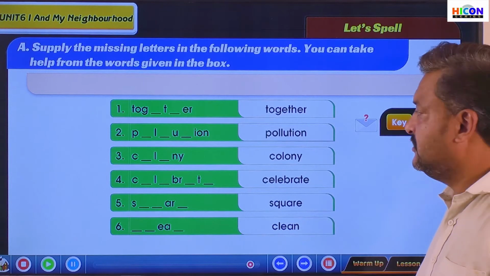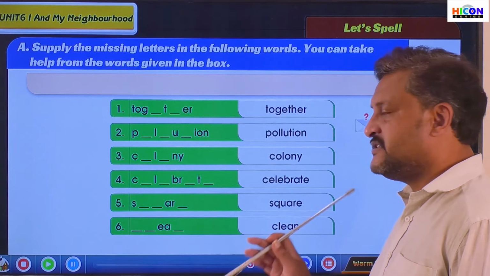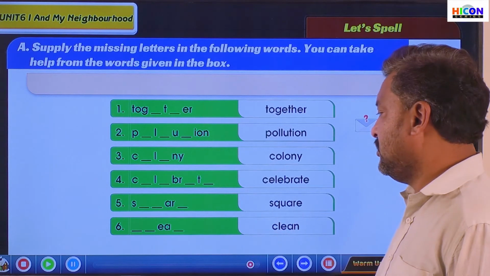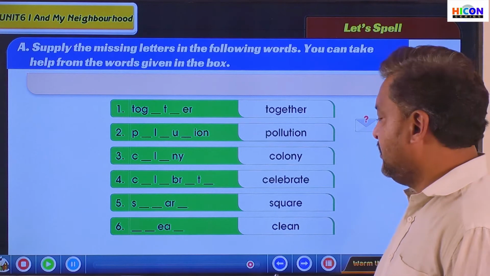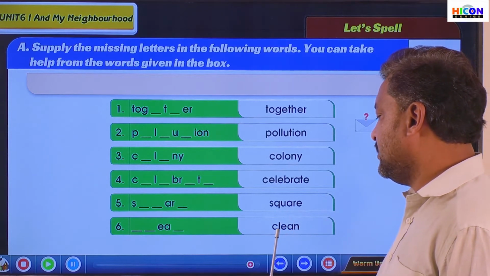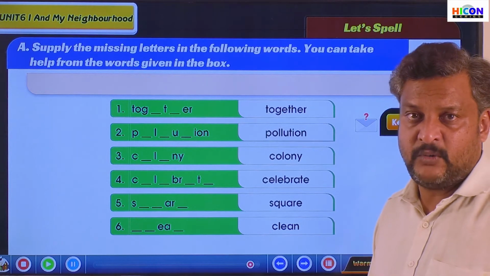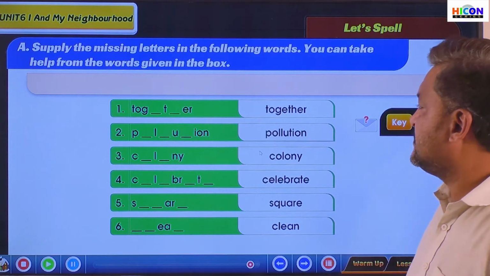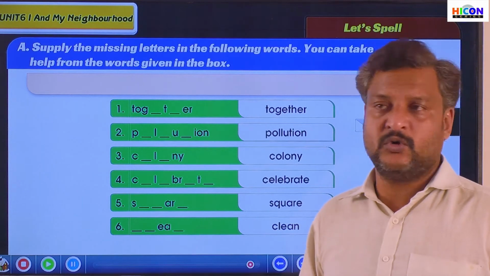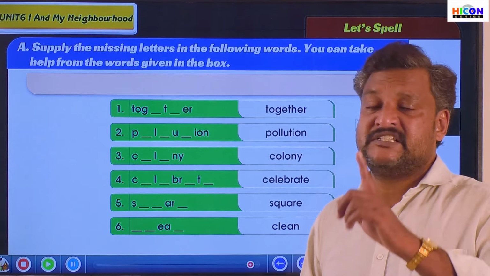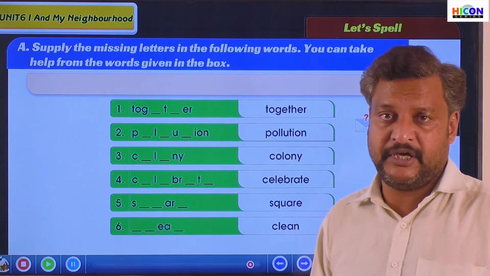T-O-G-E-T-H-E-R, together. P-O-L-L-U-T-I-O-N, pollution. C-O-L-O-N-Y, colony. C-E-L-E-B-R-A-T-E, celebrate. S-Q-U-A-R-E, square. C-L-E-A-N, clean. Right? So now I will keep the screen the same for another minute for you so that you can just go through these words once again. Spell each and every word and read it. Okay.